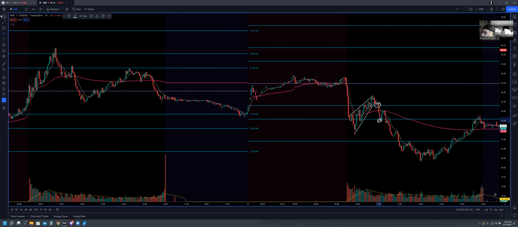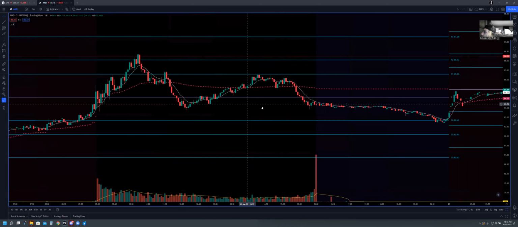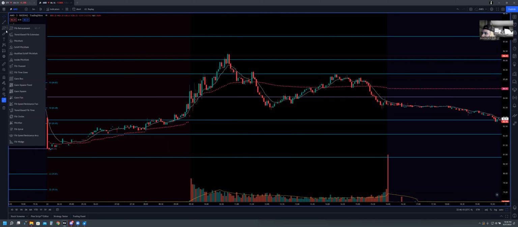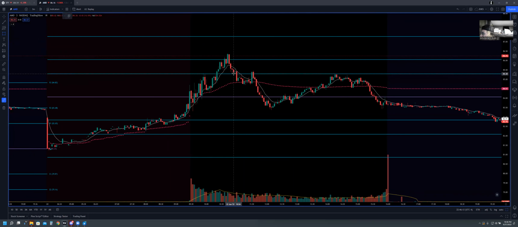All right, so that's one on that day. Here's another good one. It's a little sloppy. I'm gonna say bear flag. I would have just noticed it as some sort of consolidation. So sometimes these bear flags and stuff ain't gonna be perfect.